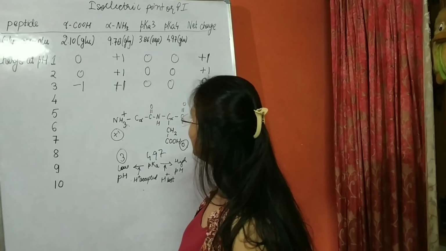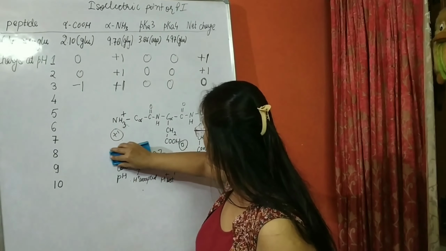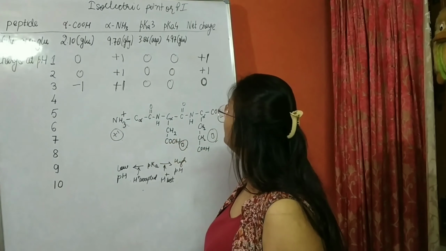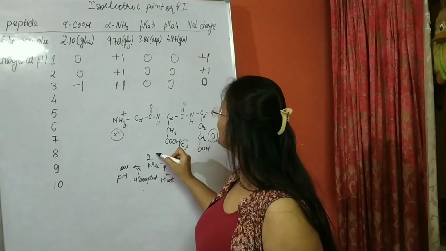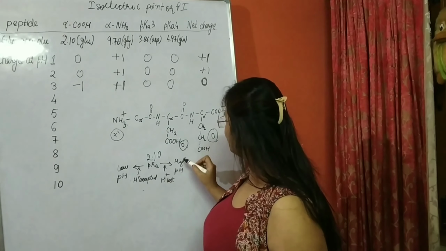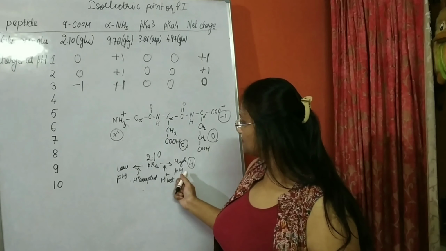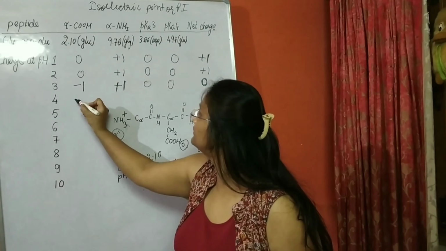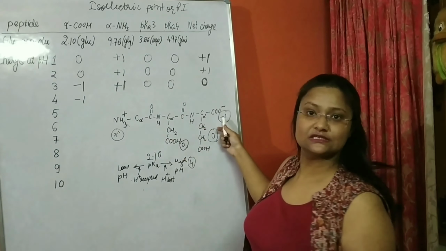Now let us calculate at pH 4. The pKa for alpha COOH is 2.10 and it is kept at pH 4. So now H plus will be lost because pH is higher. So it will be minus 1. For this we are calculating for alpha COOH.